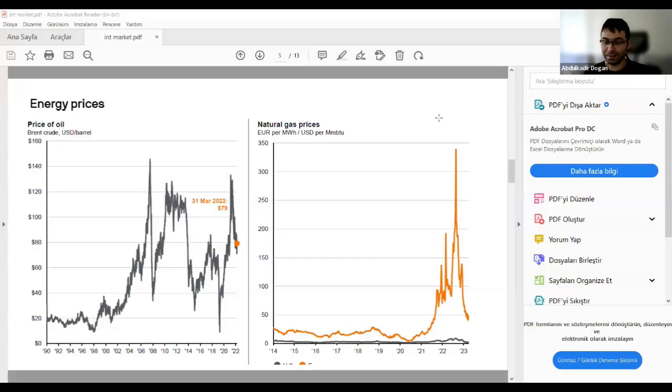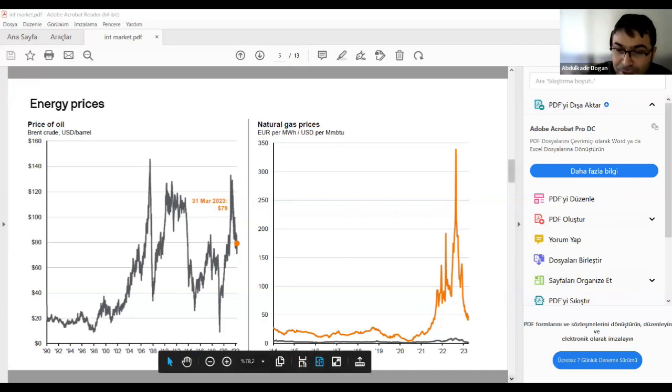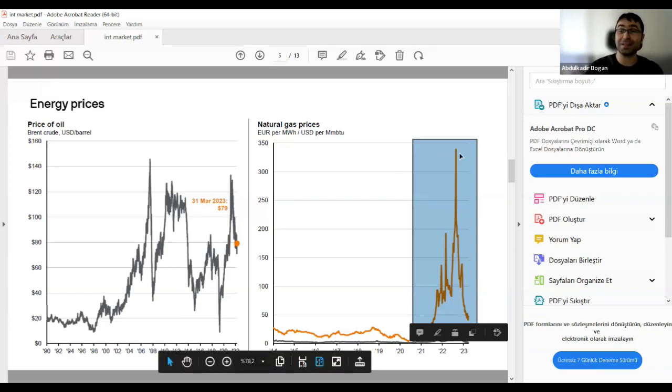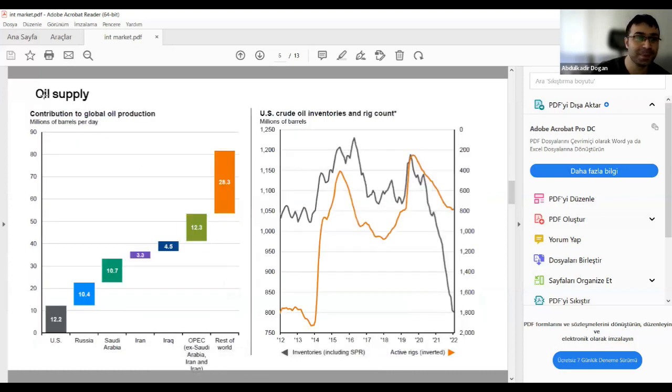Here we are again. As you see, as I said, just look at the picture here. Because of the neighborhood to the Russian market, the European Union natural gas market has a huge inflationary effect. The price is going up approximately 16 times higher than the average. And the oil supply. Okay, you should look at the oil supply, millions of barrels per day.